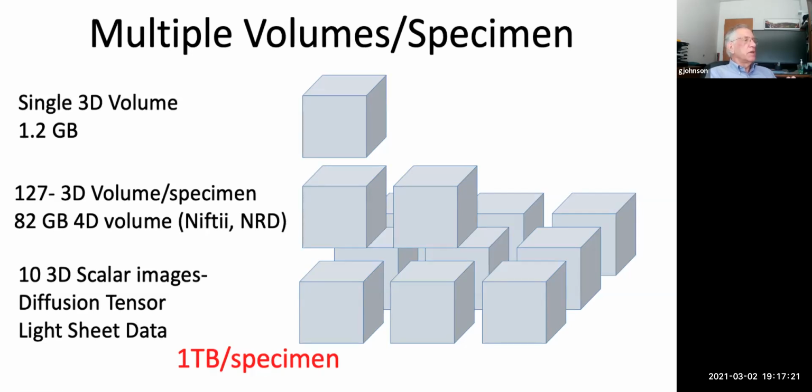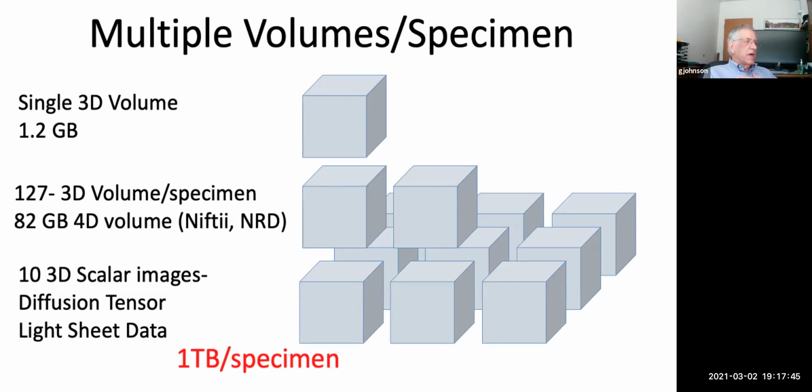diffusion encoded volume. And I'll show at the end the addition of light sheet data sets, where each light sheet data set is an additional 200 to 300 gigabytes of data. And you'll soon find that you can take for a single specimen a terabyte of data. So we're in realms way beyond what one might normally think about.